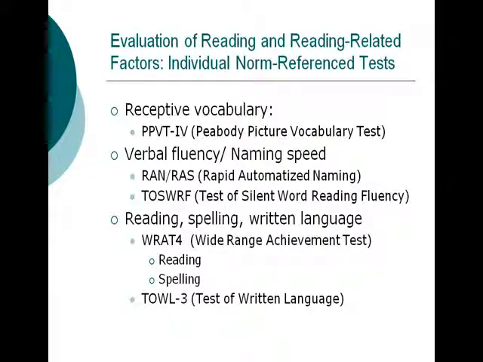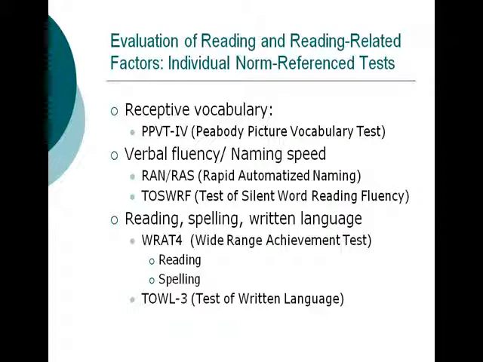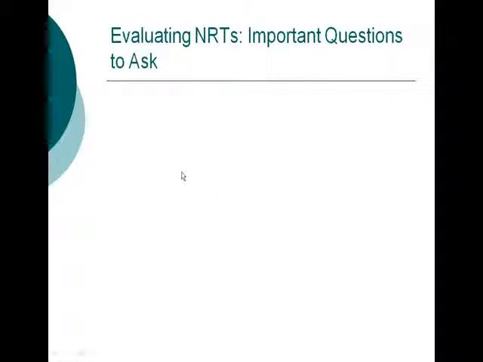Okay, and then the TOWL-4 is now in the 4th edition, Test of Written Language. That one's also norm referenced, and we're just going to use one part of it, which is the story writing part. So these are all to be given individually, and these are the ones we're going to learn. But before we do, if you're going to buy a norm referenced test or use one that's already in your school, there are some really important questions that you need to ask.